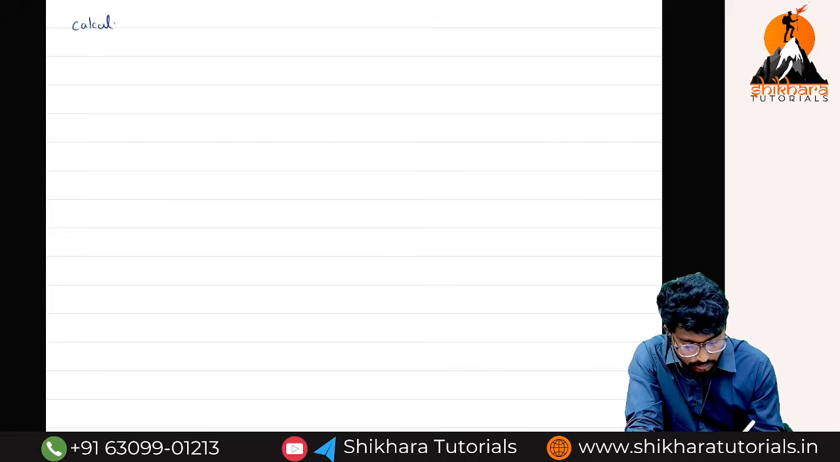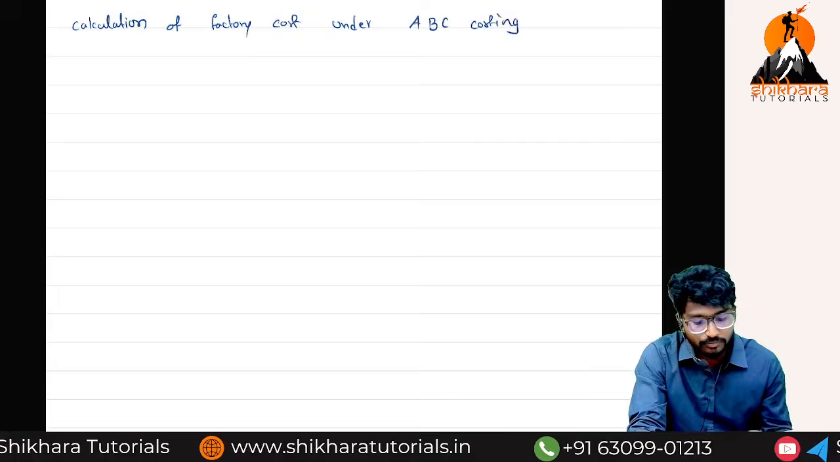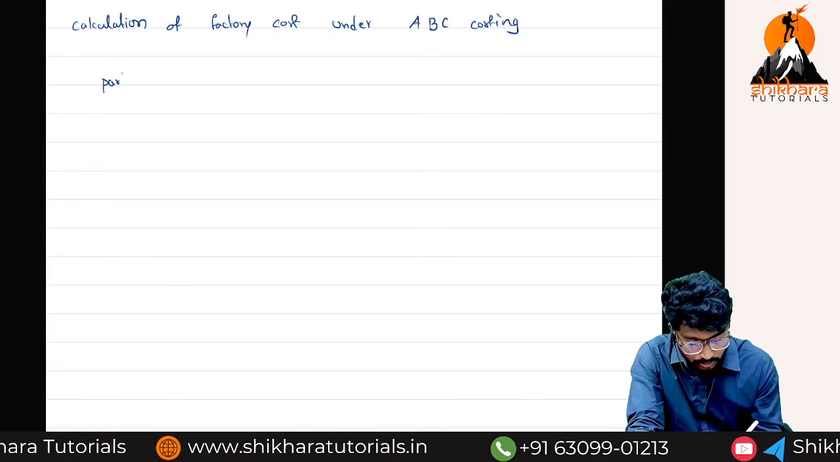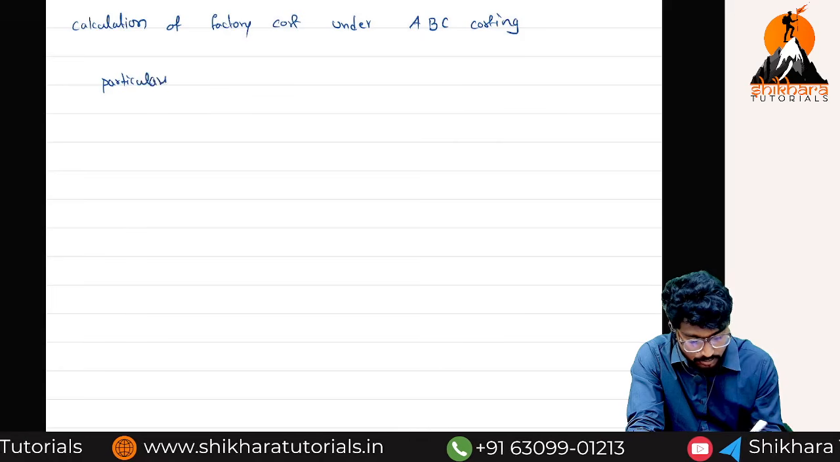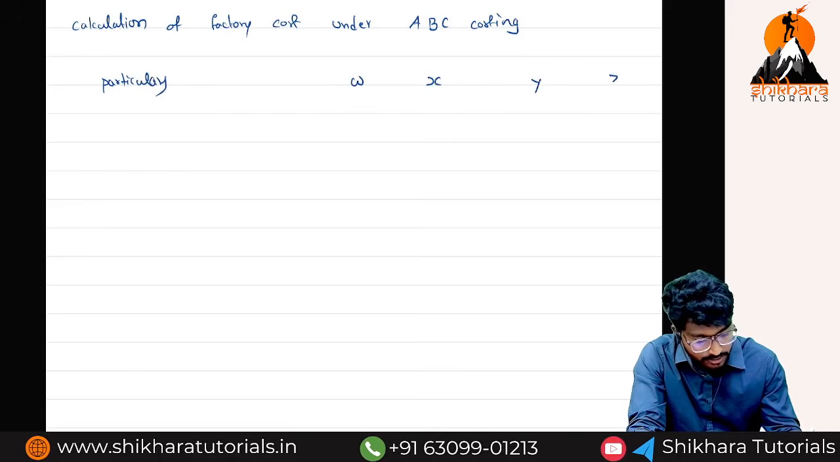Next. Calculation of cost or factory cost. Cost under ABC costing. Particulars: W, X, Y and Z.